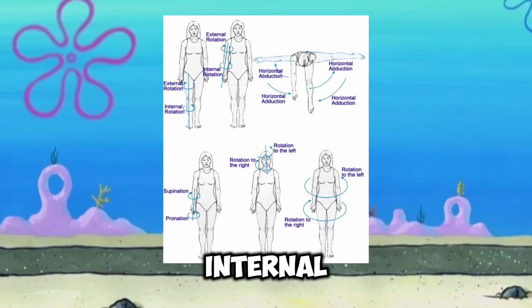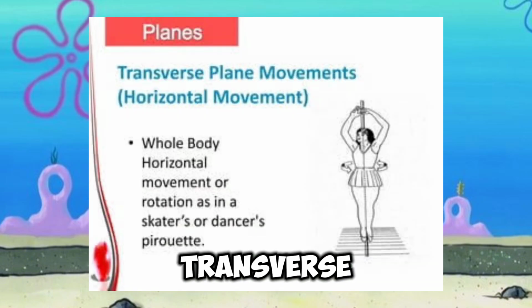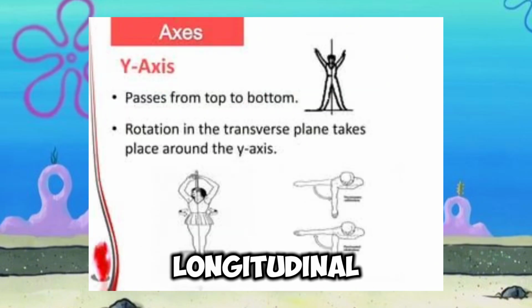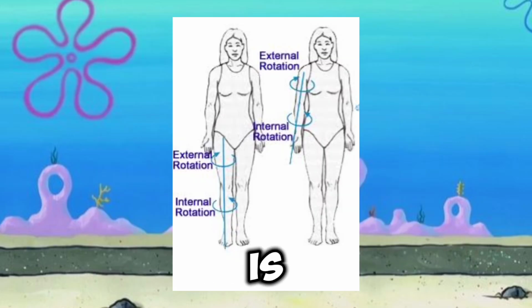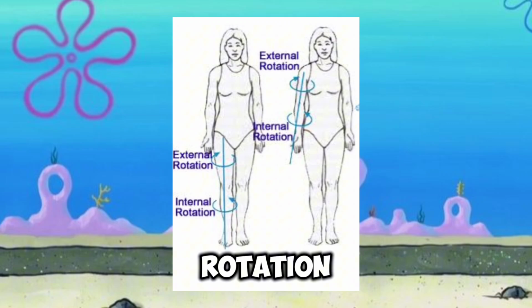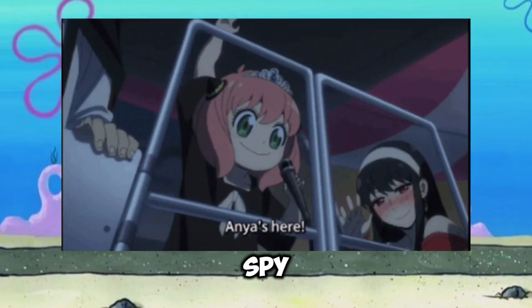3. Rotation, internal and external. Plane, transverse. Axis, longitudinal. Rotation is like turning your head to look at something. Internal rotation is turning inward, and external rotation is turning outward. It's like being a spy.